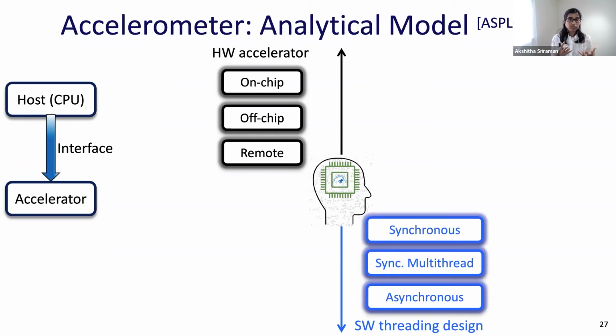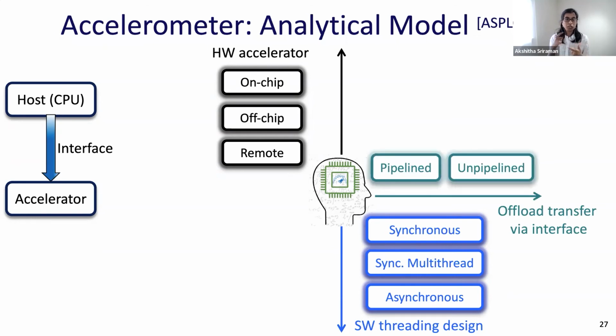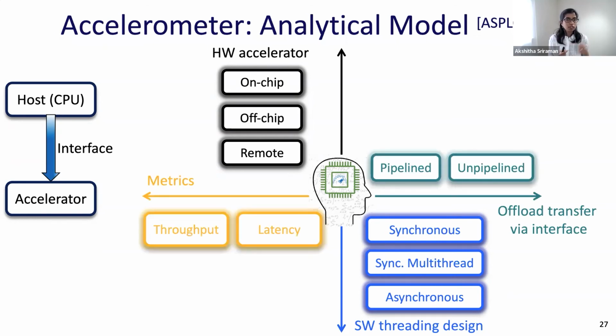Say the microservice can communicate synchronously versus asynchronously with an accelerator, wherein a synchronous communication is where the host will wait until it receives the accelerator's response before it can proceed with further operations, and an asynchronous offload is where the host can continue with further operations immediately following the offload to the accelerator. Accelerometer considers offloads which can be pipelined or unpipelined, and it models both the throughput and the latency performance metrics.